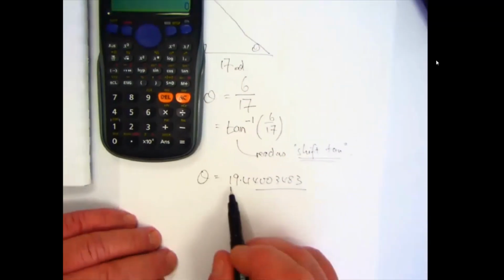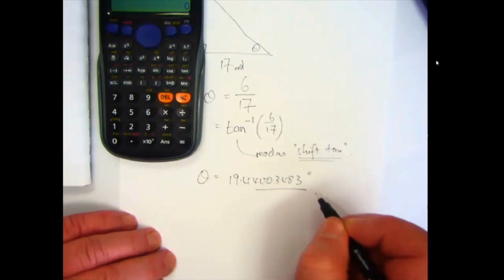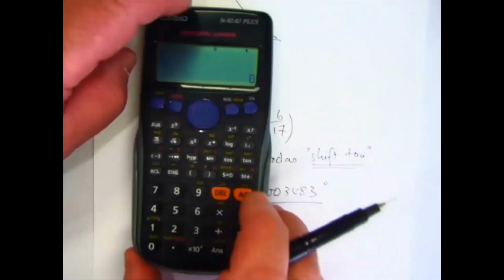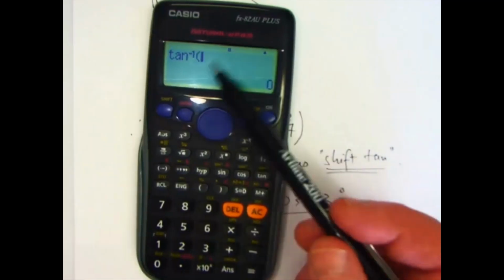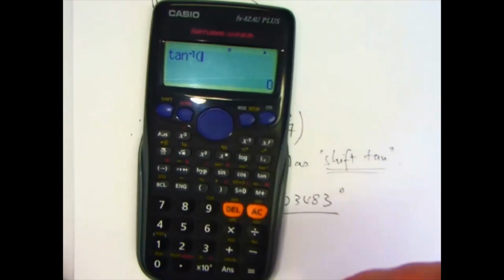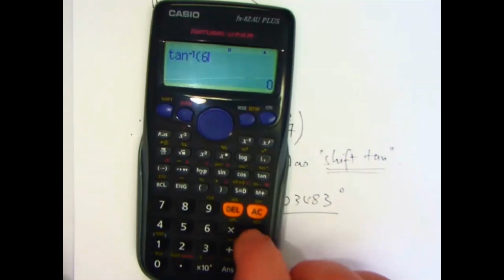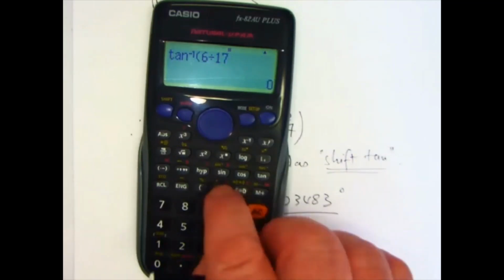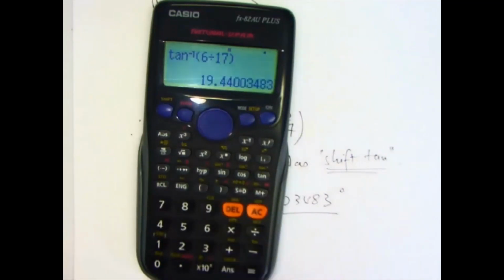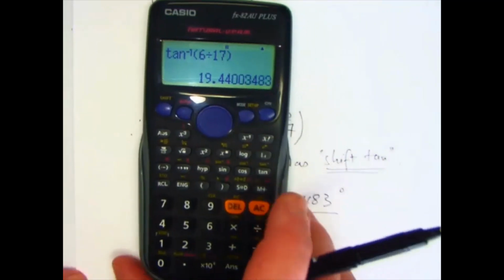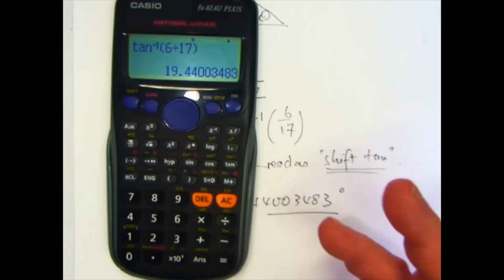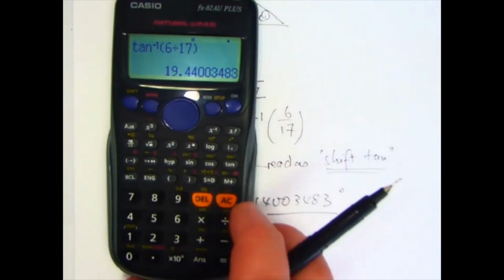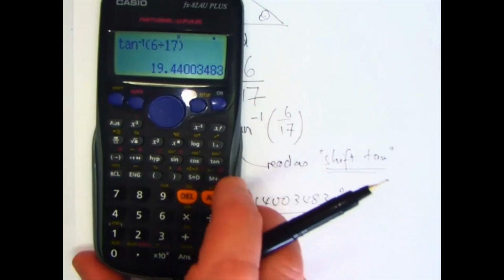Now this is a decimal and this will be degrees. Okay, so let's just revise that again. Shift tan up she comes, and of course Casio prompts with a bracket, which is always a nice feature. 6 divided by 17, close bracket for good practice, and equals. And there we are. Now, you've got this whole string of numbers. Does it mean anything? Well, in most cases, most of these numbers are irrelevant. It's only the first 2 or 3 that you want.